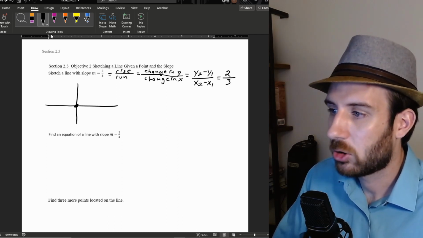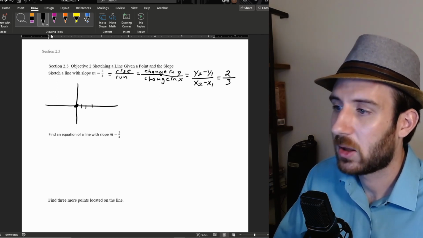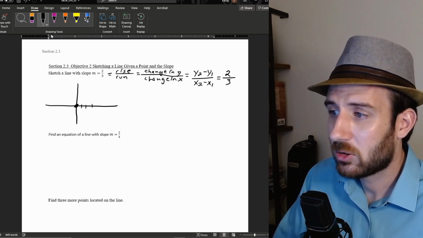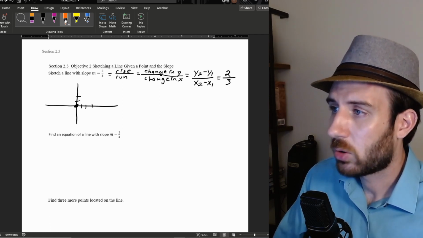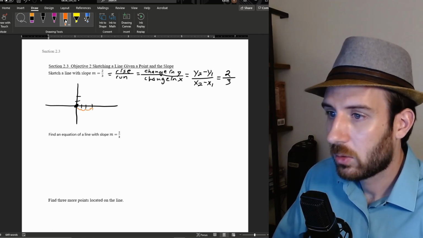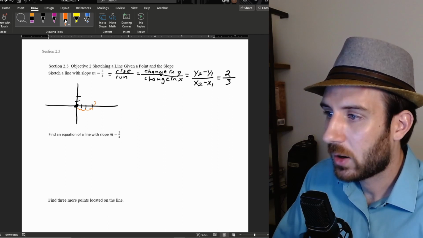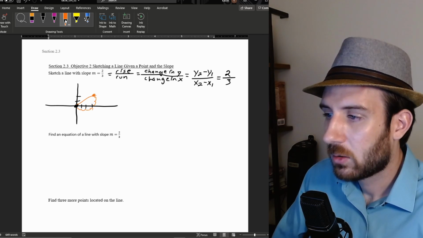So let's go ahead and interpret that. I need to change my run by 3. Okay, so I'm going to go 1, 2, 3. That's going to change it by 3. I'm going to change my rise by 2. So that means I'm going to go up 2, 1 and 2. So we can track this motion as saying I'm going over 1, 2, 3, changing my run by 3, and going up my rise by 2. So all in all, this would be one of the points that is on my line.